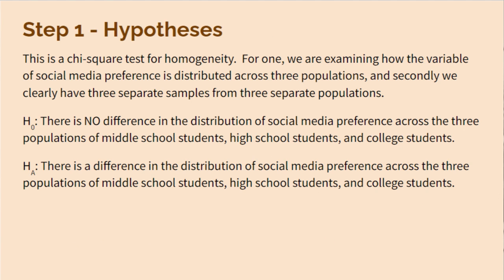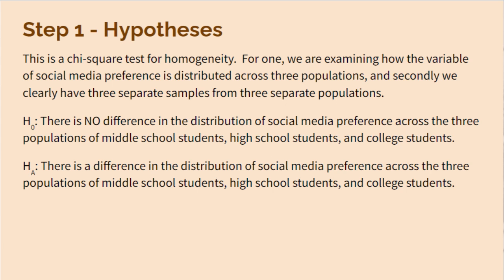And then the null is that there is no difference in the distribution of social media preferences across the 3 populations of middle school students, high school students, and college students. Always write that null and alternative in context. But the null is that no difference, status quo, everything's the way it should be. And the alternative is what we're wondering, is there a difference? So the alternative is there is a difference in the distribution of social media preferences across the 3 populations.